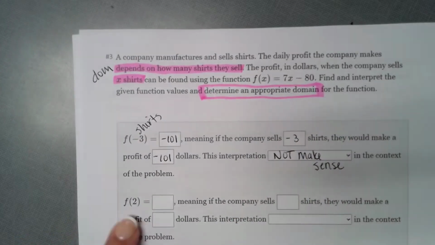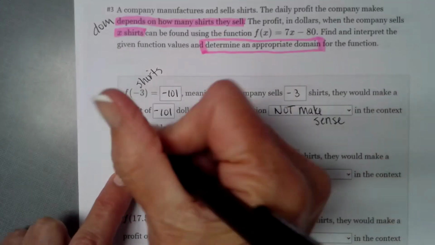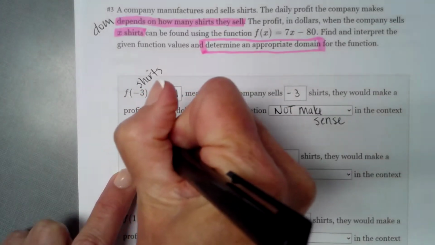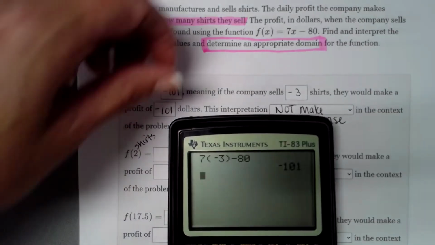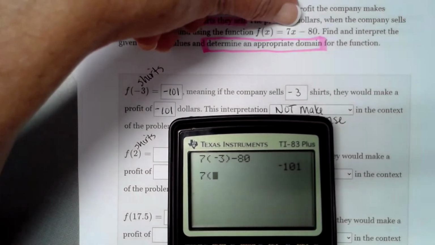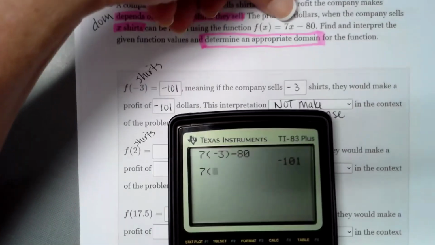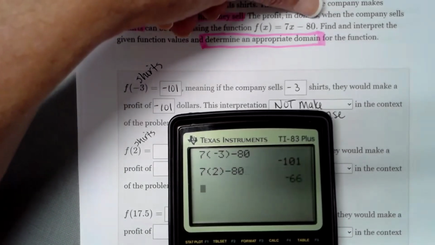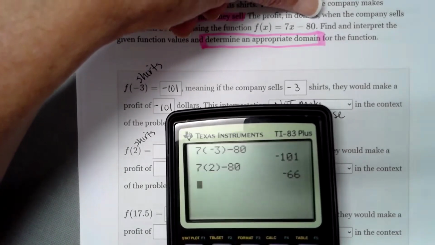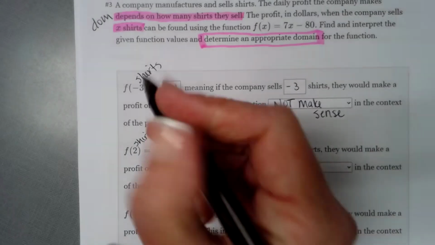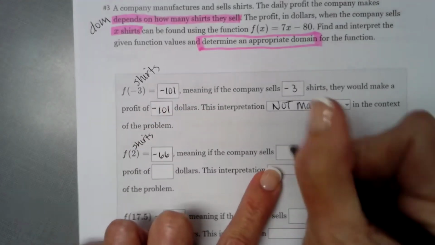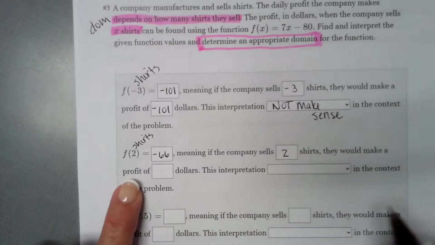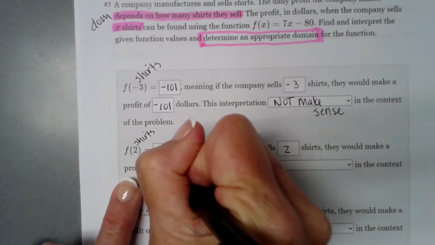Okay. And then they're giving you more. f of 2. Well, again, this is the number of shirts. That makes more sense. So we're going to plug in this time a 2 for X. So it's going to be 7 parentheses. I'm going off this equation they gave me. 2 minus 80. Okay. -66. So that's your profit, meaning if the company sells 2 shirts, they would make a profit of negative 66.